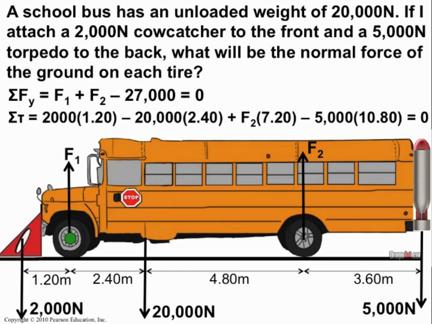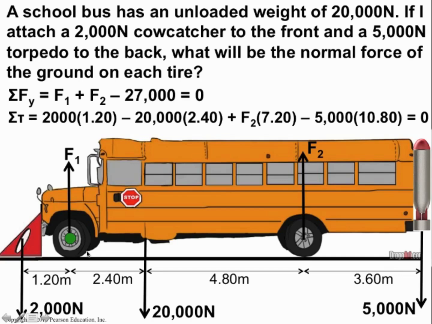The net tau equals 2,000 times 1.20 minus 20,000 times 2.40 plus F2 times 7.20 minus 5,000 times 10.80 equals 0. Alright, so as I did in the last example, I'm going to go through each of these elements step by step. Let's look first at the 2,000 times 1.2. Remember that with the torques, we want to look at one torque at a time, pretending the others don't exist. So just kind of ignoring the rest of the bus.